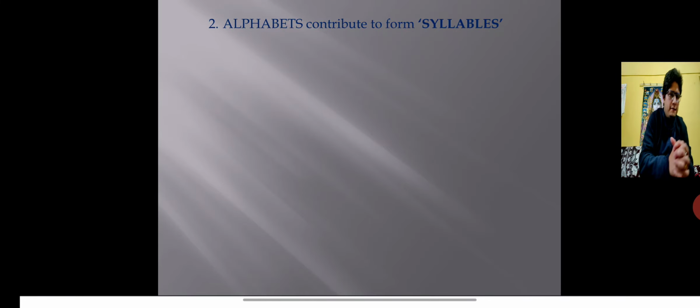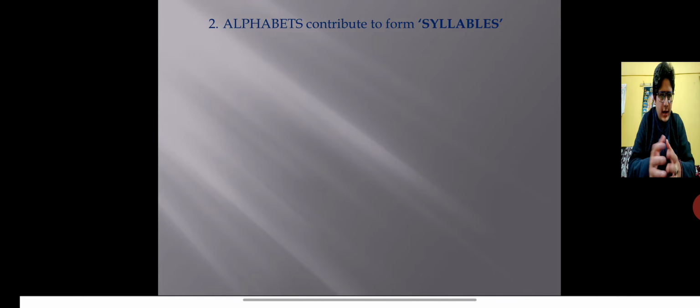Next up, a very important concept that we often lack in the curriculum, no matter whether we deal with the curriculum of CBSE, ICSE, or state boards. Now, children, the second and the most important task that alphabets perform is that they contribute to form syllables.